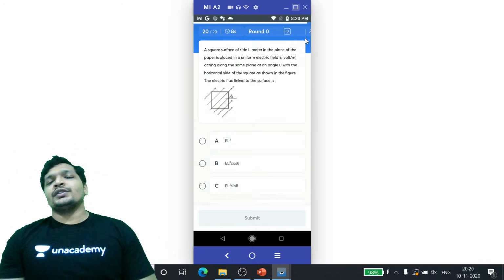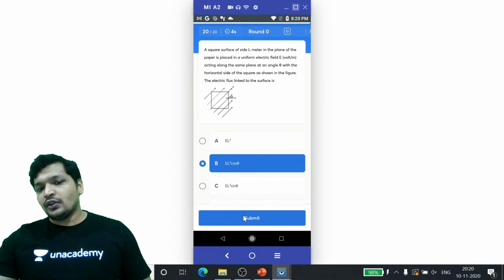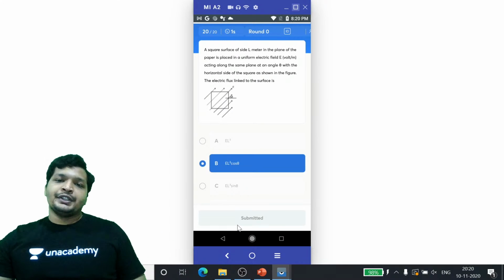Then it is told to you it's acting at an angle theta with the horizontal surface, so it should be EL square. I thought the question was confusing.